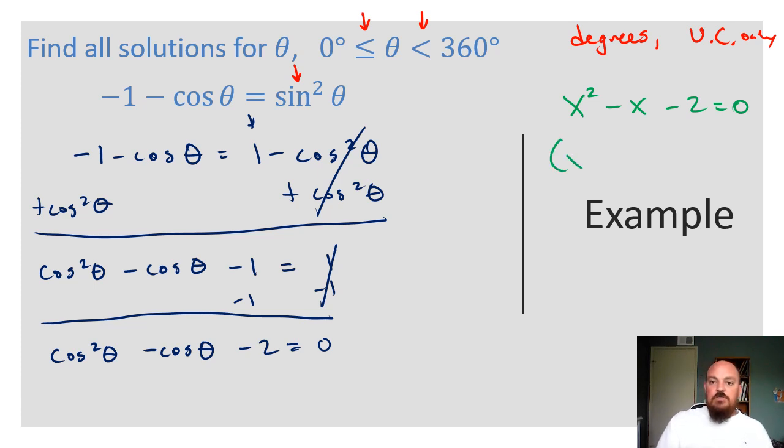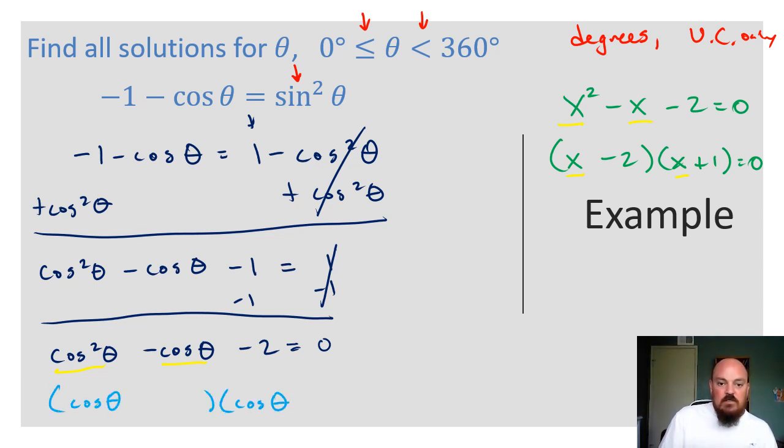And that would factor into x minus 2 times x plus 1. So my factors are going to be that exact same thing, but instead of having x squared and x go here and here for my x's, I have cosine squared theta and cosine theta. So when I factor it, it's not going to have x in front. It's going to have cosine theta in front. But the numbers are the same. One of them is a -2, and one of them is a +1.